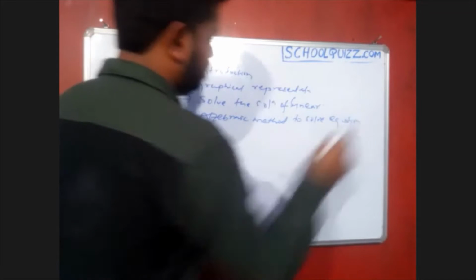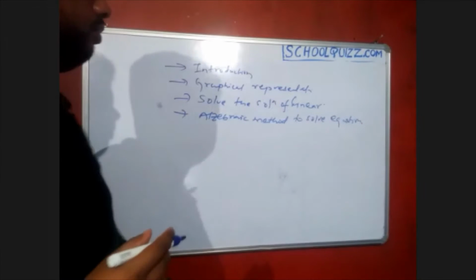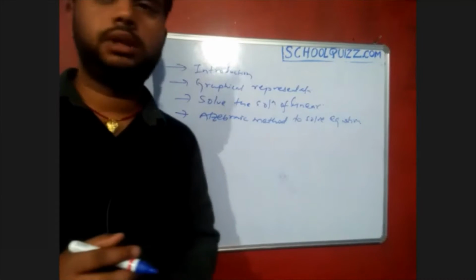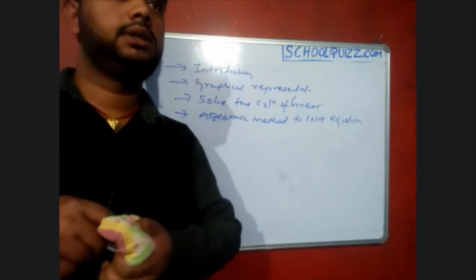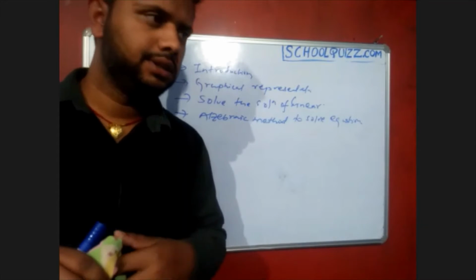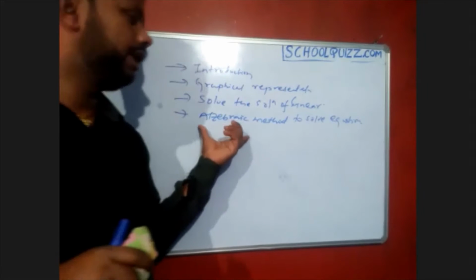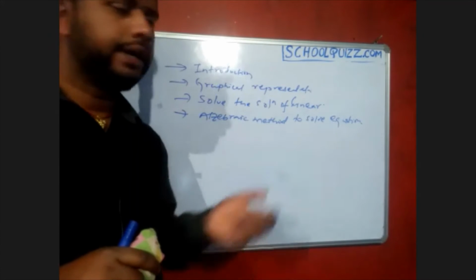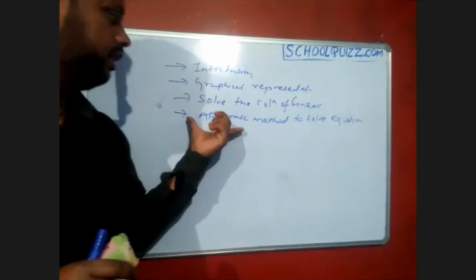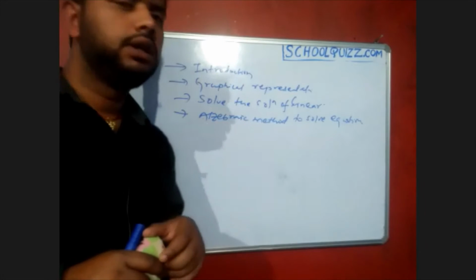And I already said why we choose this algebraic method: because in the graphical method, when non-integral values are there in the equations, it is very hard to plot those things in a graph. So that's why we have to do those types of questions in the algebraic method.